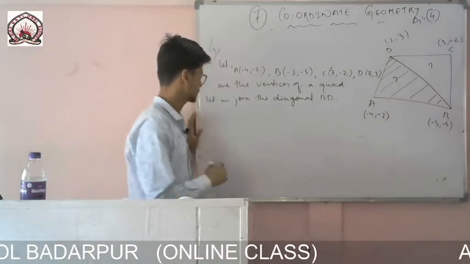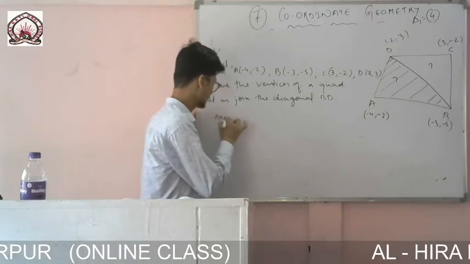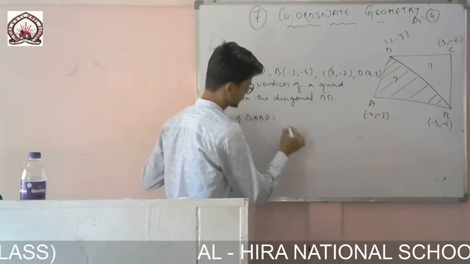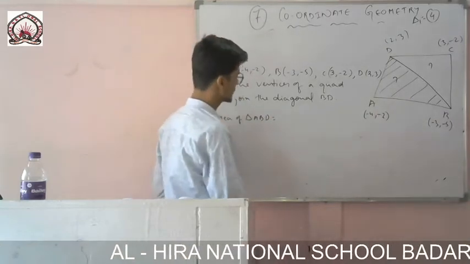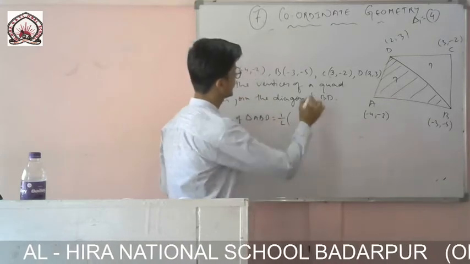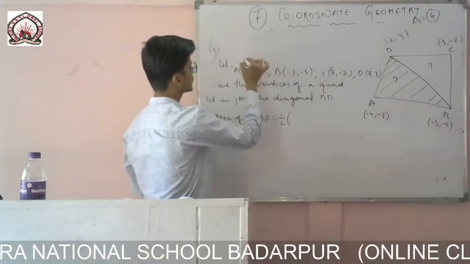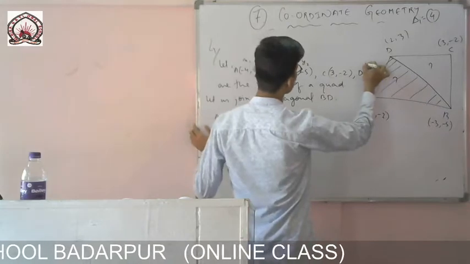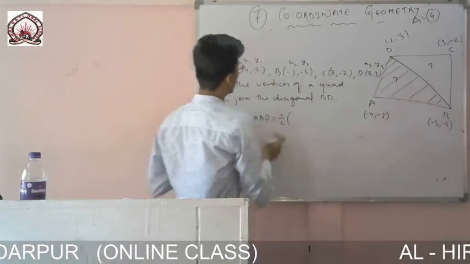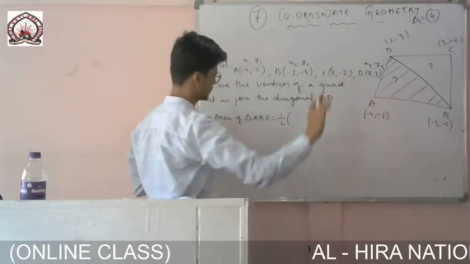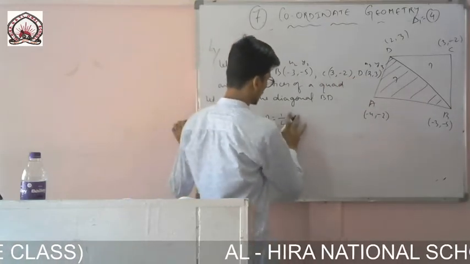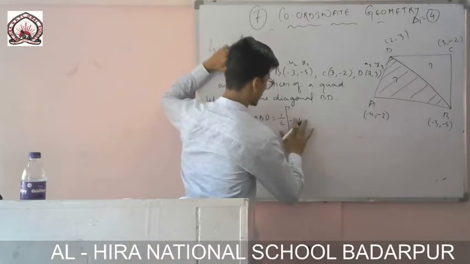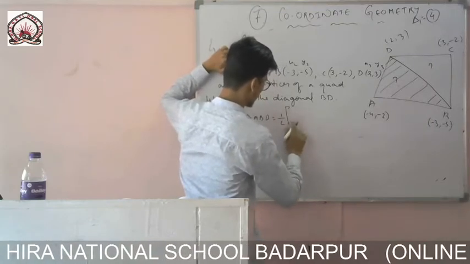Okay. So now let us find the area of triangle ABD. Area of triangle ABD will be equal to half into... for ABD, this one will be x1, y1, x2, y2, and D is x3, y3. Okay. So I will use the formula. The formula is x1, that is -4. Let me write it a little bigger so that you can see clearly.